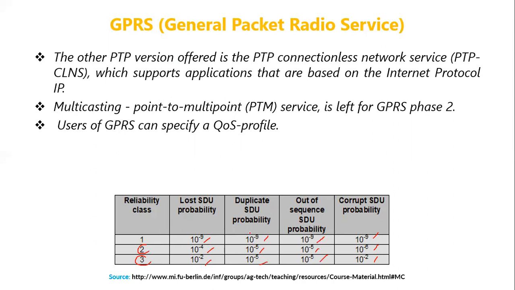So if the applications cannot handle the error by themselves, then class 1 will be used. If the application can exhibit a good error tolerance, then class 2 will be used. If the applications can handle all the errors by themselves, then class 3 will be used. So this is how the various service data units and the different reliability classes were used in GPRS.